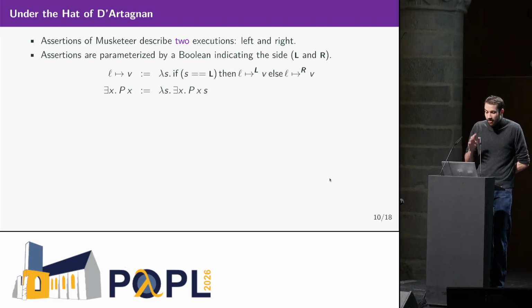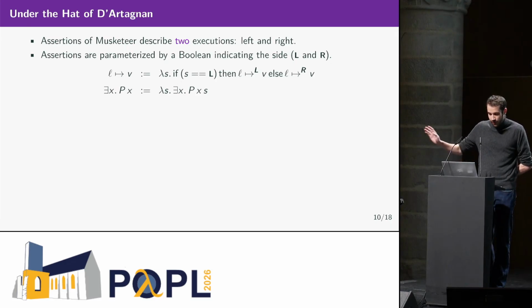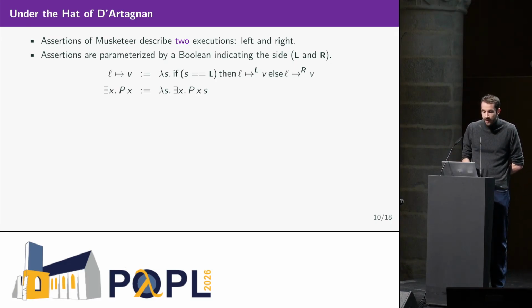All right, so why does Musketeer work? I will not show you the proof, but some intuition. The intuition of Musketeer is that assertions of Musketeer do not describe one, but two executions. You have the left execution and the right one. So assertions are parameterized by a Boolean indicating either the left-hand side or the right-hand side. For example, the points-to of Musketeer is defined as a function that takes a side, and if this side is left, you return the left points-to, and if it's right, you return the right points-to.